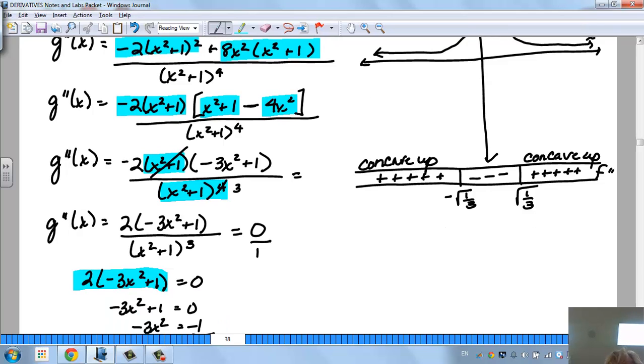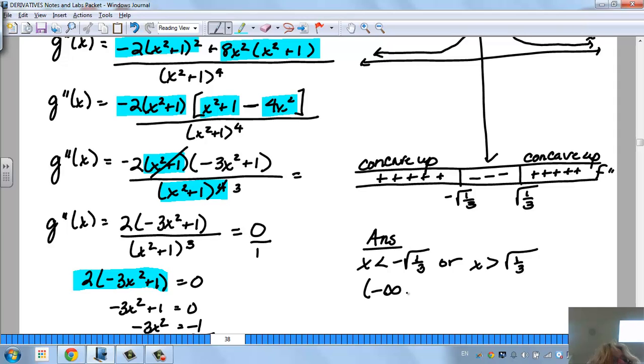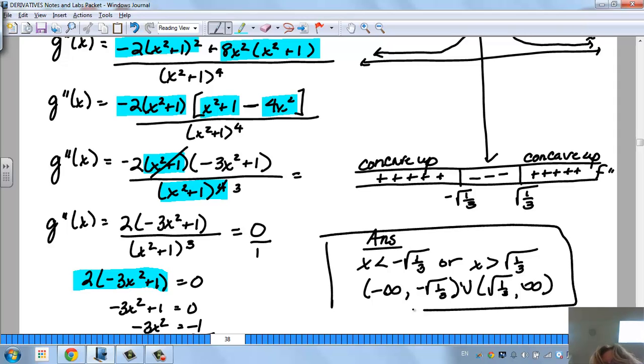So now my answer is going to be as follows. I can say x is less than negative radical 1/3, or x is greater than positive radical 1/3. I prefer interval notation, negative infinity to negative radical 1/3, in union with radical 1/3 to infinity. So there's our answer. Now that was a lot of work to get there, so this takes practice, so you'll probably have something like this to practice for your homework.